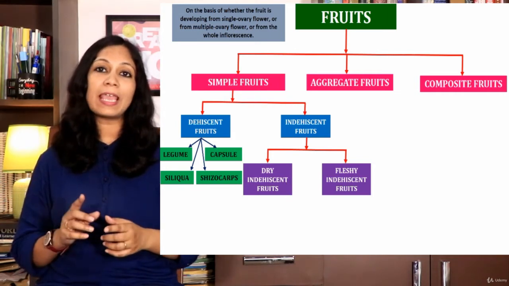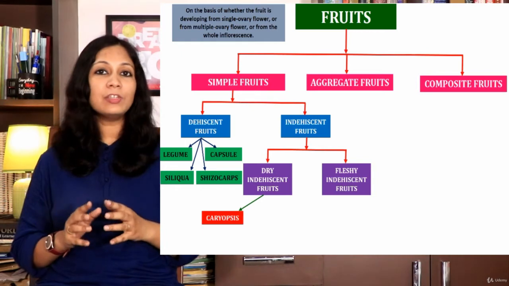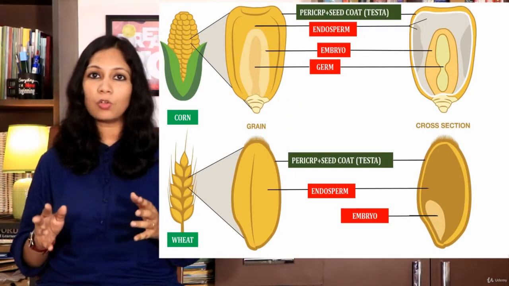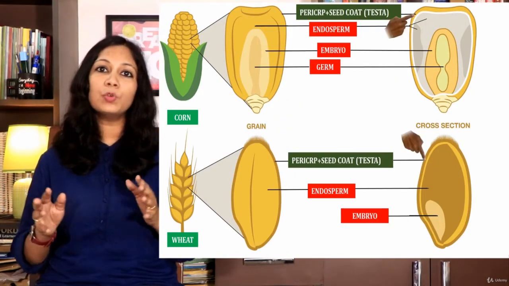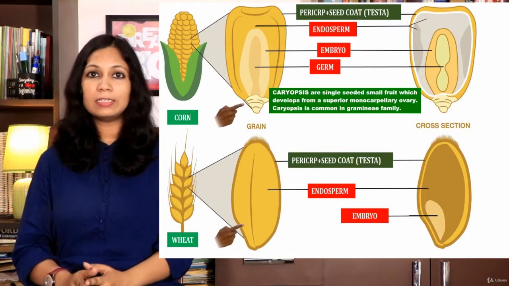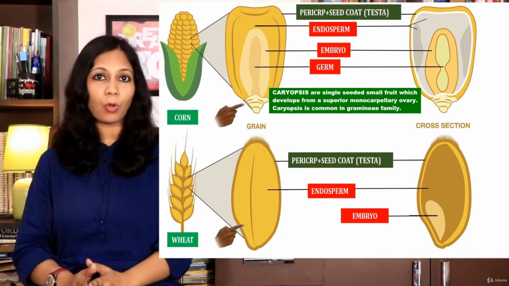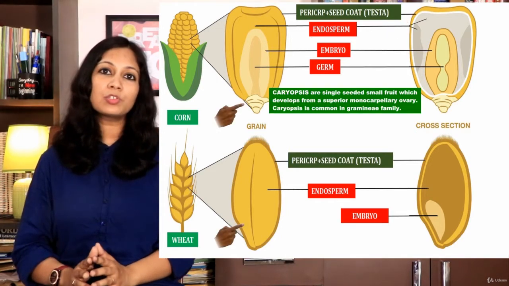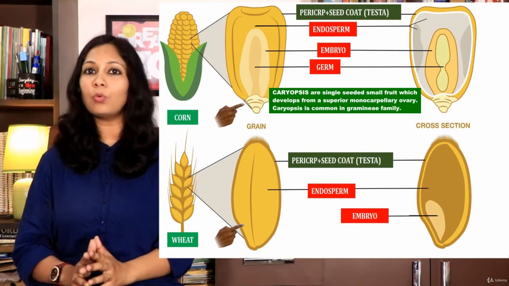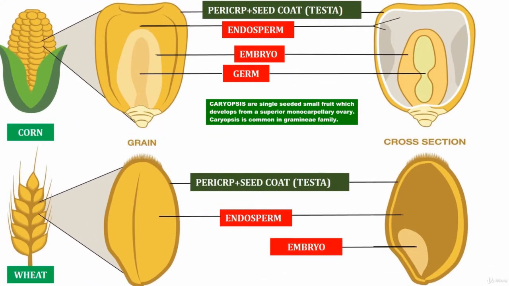The first one is caryopsis. In cereals like wheat, rice and corn, the pericarp is fused with the seed coat. These are single-seeded small fruits which develop from a superior monocarpellary ovary. Caryopsis is common in the Gramineae family.